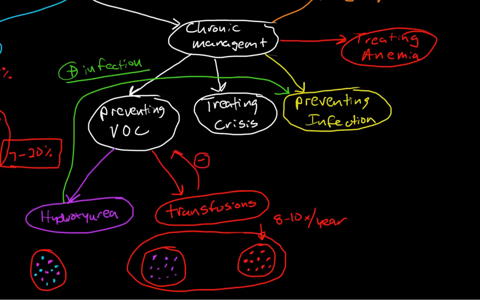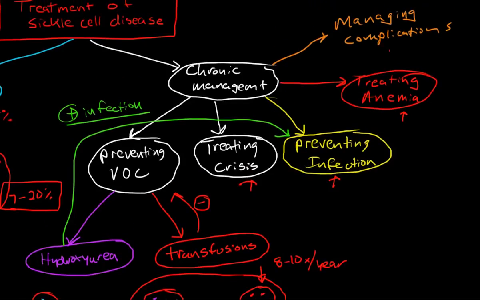Okay, so in my next video, I'm going to talk about how to treat crises when they occur, how to prevent infections, how to both treat and prevent anemia, and I'm going to talk about managing complications of vaso-occlusive crises and the chronic complications of sickle cell anemia.